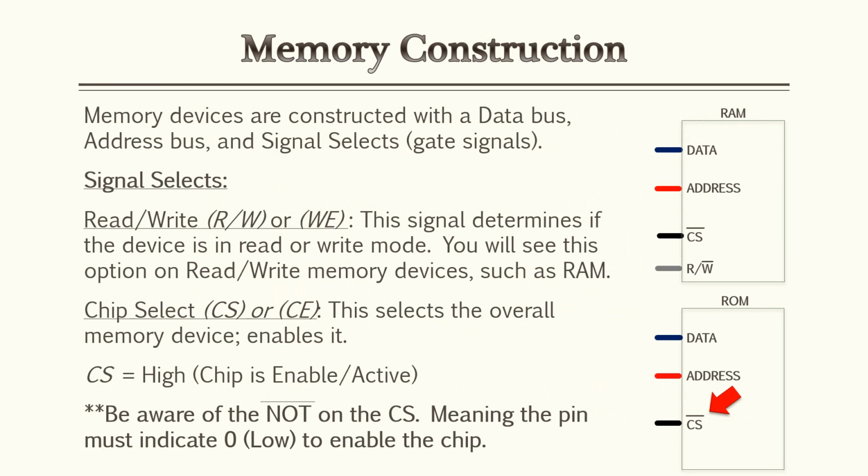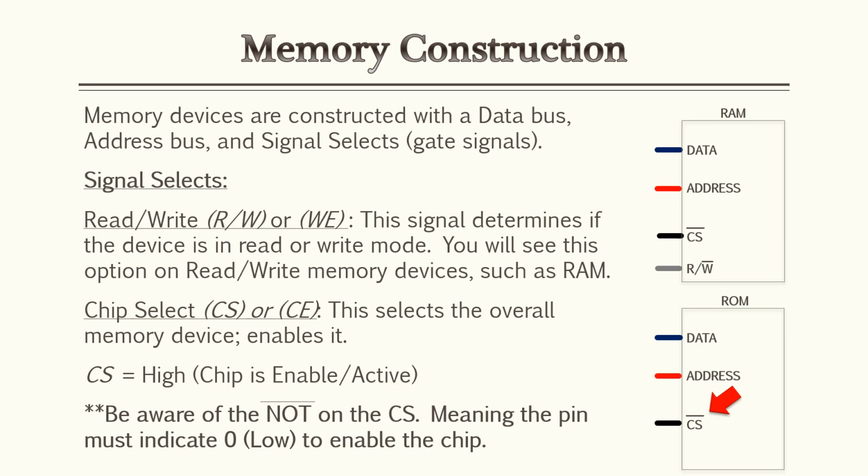Now this last slide was created to cover some loose ends, because this is usually the area where people get tripped up. We talked about how memory devices are constructed with data buses and address buses, but they also have signal select pins. The 2 common signal select pins are the read-write pins and the chip select pins. Read-write is usually indicated by an R/W or WE, and this determines if the chip is in read mode or write mode, and you'll typically see this with RAM.